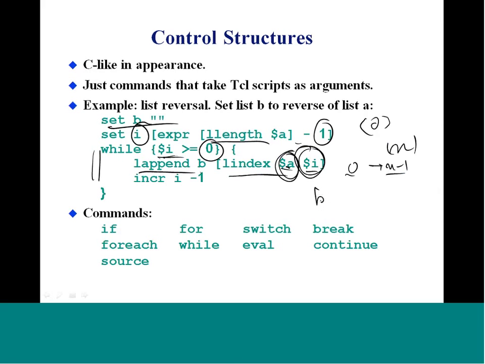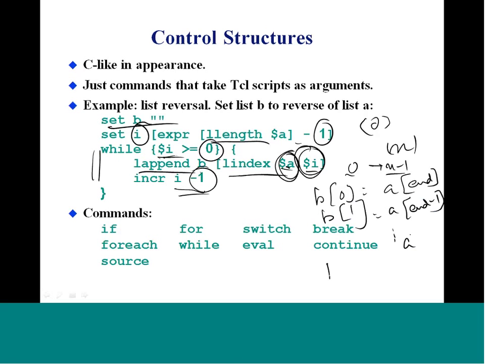So now B 0 becomes the last element of A, and then we increment i by minus 1, which is actually decrementing i. So now the next element will be B 1, because we do lappend, which becomes A end minus 1, and so on. So now you can see that it becomes a reverse, and finally the last element will be A 0, and that's when the program terminates. So it's a good program to do the reversal of a list, and you can see that there is a control structure here with the while.